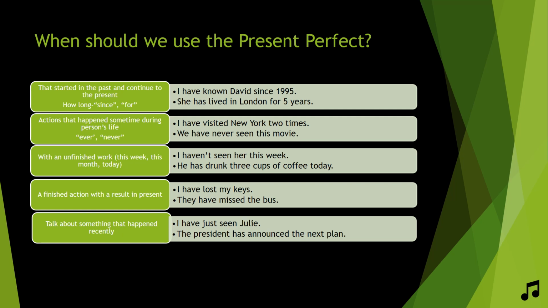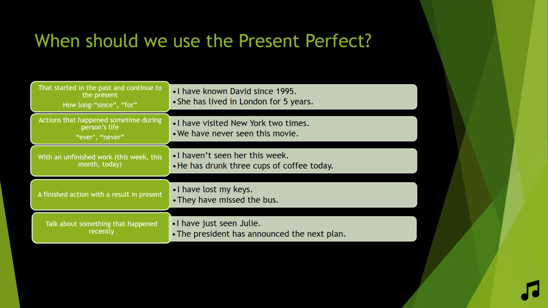First of all, something that started in the past and continues to the present. To describe such sentences, we use since and for in the sentence. For example, I have known David since 1995. She has lived in London for 5 years.